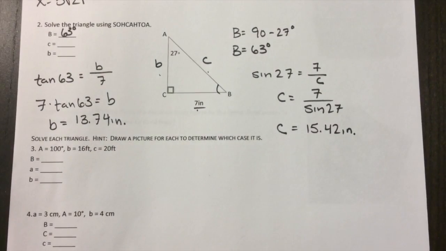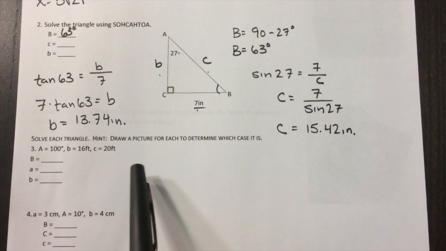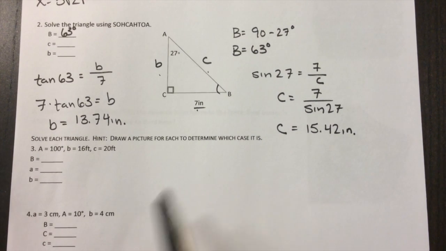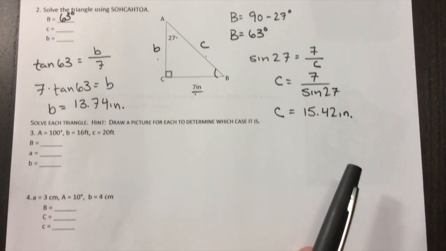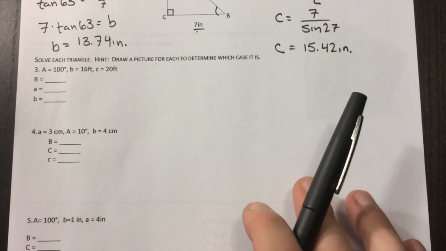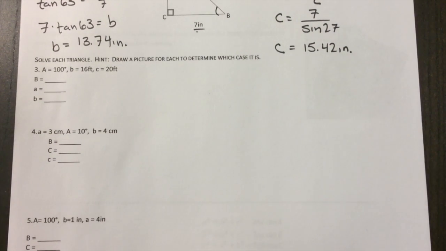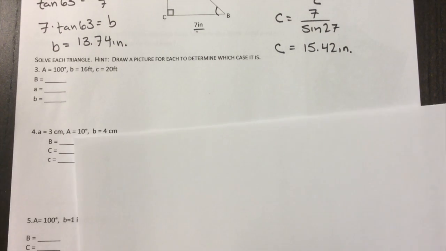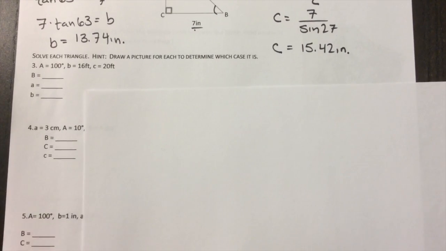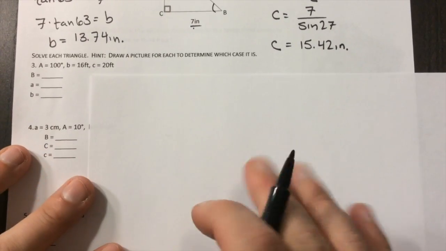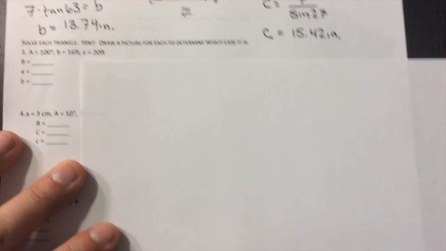Moving on to problem 3. For each one of these, I'm going to draw a picture on a separate sheet of paper just because I want to show a little bit more work, which requires a little bit more room. So it says draw a picture for each and determine which case it is. So remember what we said at the beginning. We're either going to use law of sines or law of cosines, depending on what we've got. So I'm going to draw a picture. I'm going to zoom in just a little bit.